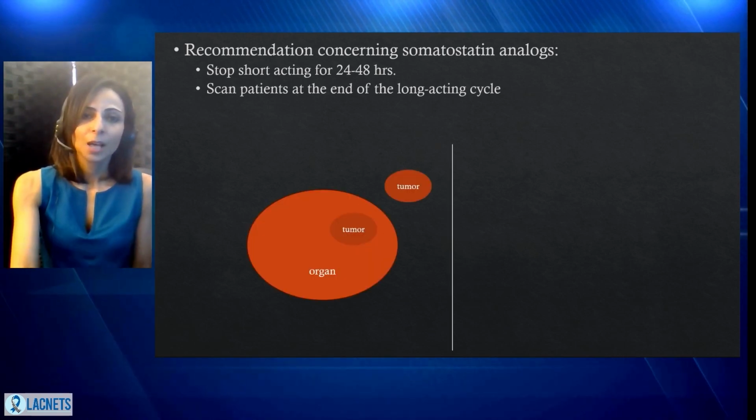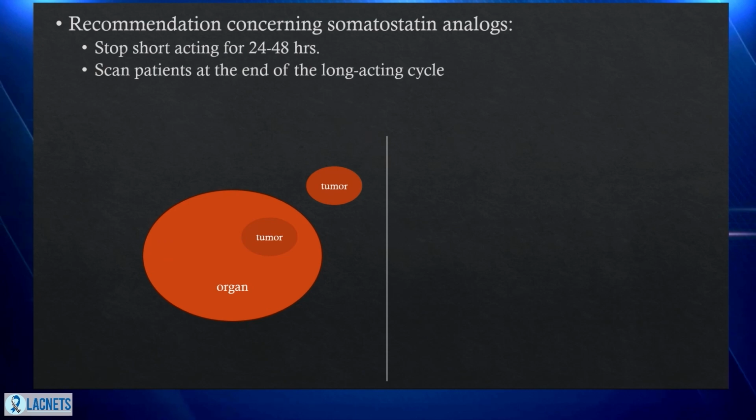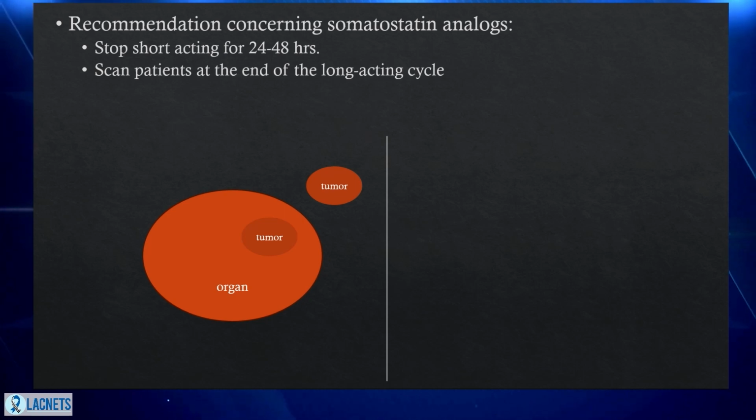So the idea to stop somatostatin analogs is because somatostatin analogs are going to bind to somatostatin receptors, and those receptors are also the target of our dotatate agent. So basically, the two are going to compete. There was concern initially that if the patient is on somatostatin analogs and those are blocking some of the somatostatin receptors, will the diagnostic utility of the scan be lowered?